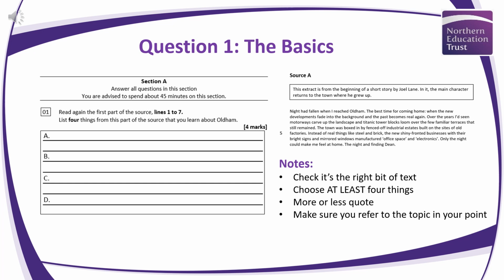Now the question always tells you where to take your points from, so it's the first bit of the text, here it's lines 1 to 7, and it always tells you the topic, so again here it's things we learn about Oldham. Now you don't need to write in full sentences, and you don't need to quote, but your answers have got to make sense by themselves. So what that means is that the best answers tend to be more or less in sentences and tend to be more or less quotations. And they also tend to start with the topic.